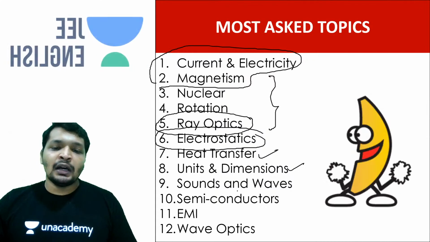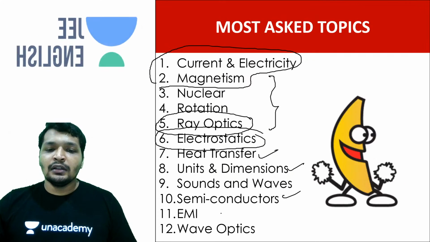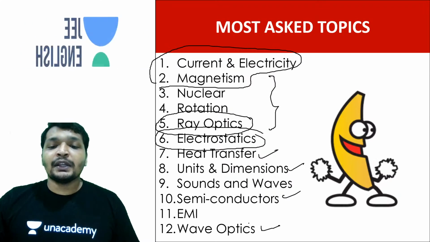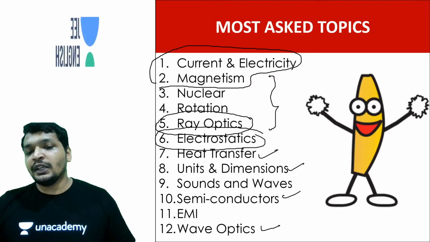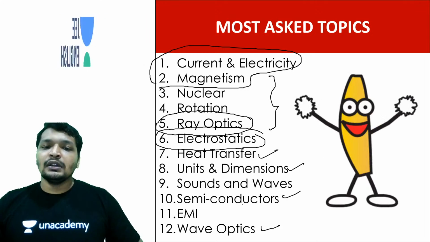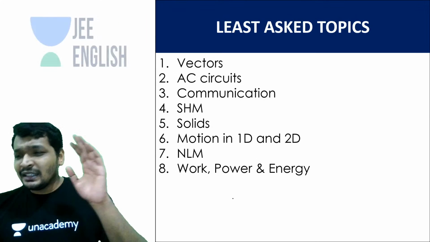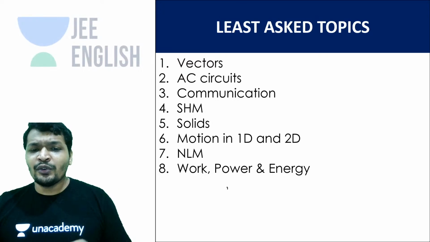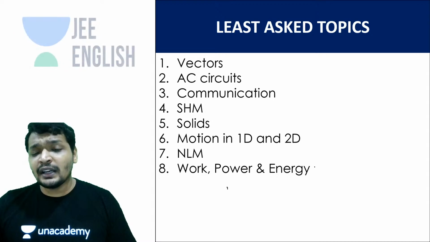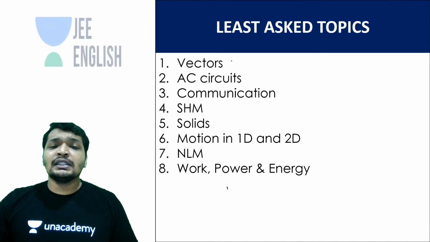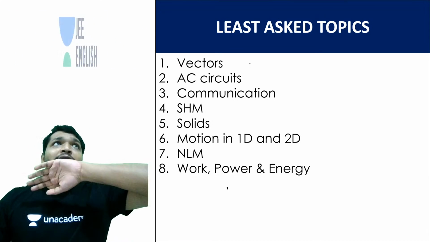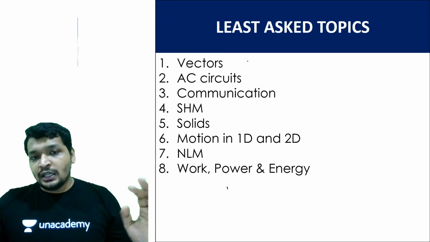And then probably I'll choose semiconductors, which can sometimes be done in even 2 days. Wave optics can be done in like 1 to 1.5 weeks, and move accordingly. And the least asked topics are something where you don't want to put much focus. Work power energy is one of these, coming in ascending order.